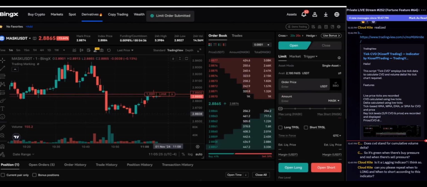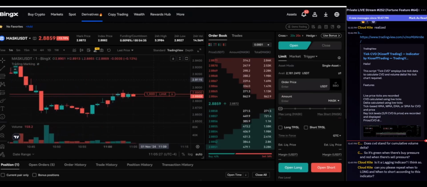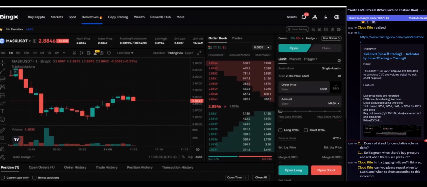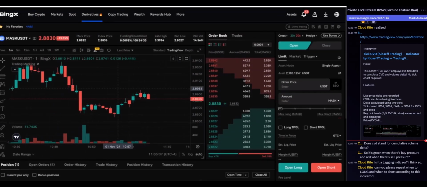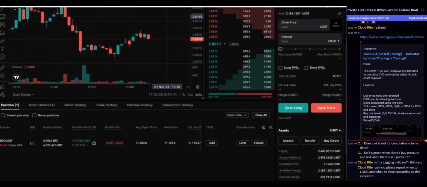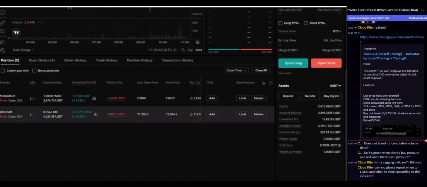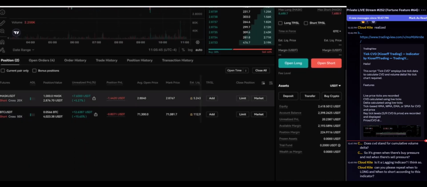Oh, did it really not fill? Oh, that's annoying. I hit 2.89 and then immediately it doesn't fill, but that's fine. We're going to get in here. Here we go. So you can see that we are going to be in a short position right there. Did it go through? Let's see. I hope my MASK short went through. It did go through. Awesome.